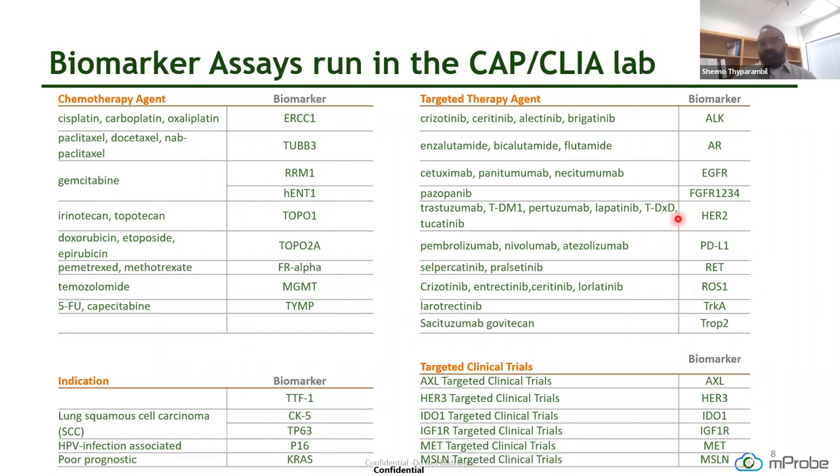On the targeted therapy side, the most popular one obviously is HER2. There's also PD-L1, but there are other things, especially for prostate cancer, we have AR. TROP2 is a new drug. I'll actually talk about TROP2 and HER2 examples. And then there are several clinical trial biomarkers here as well.